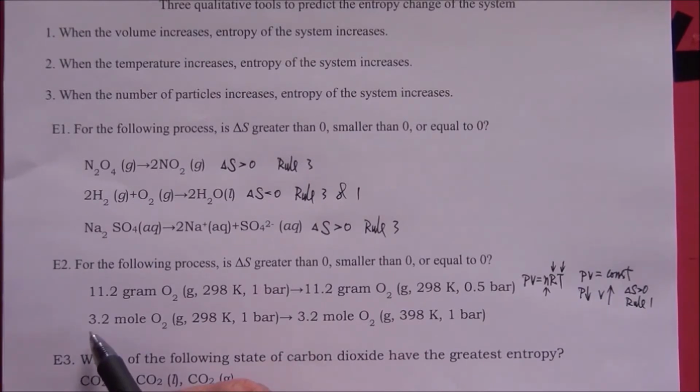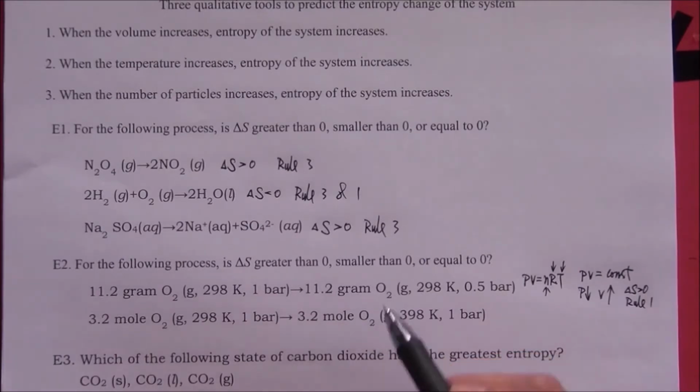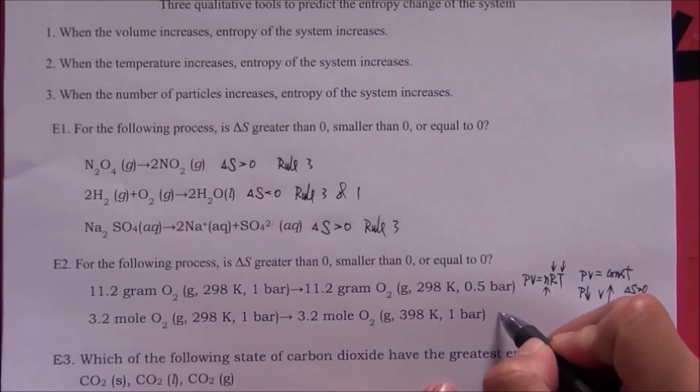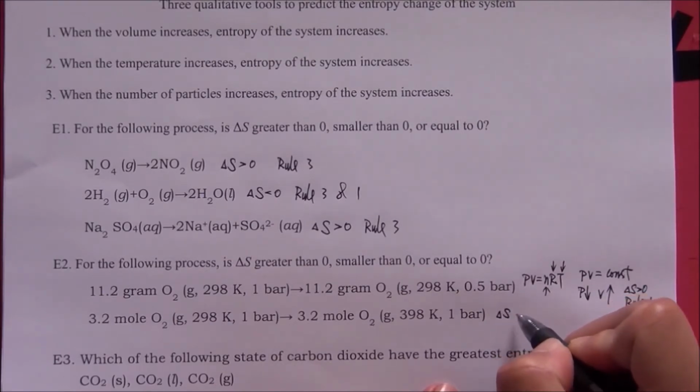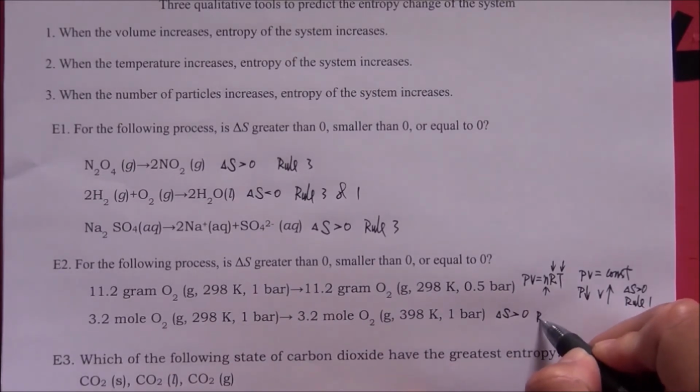Another example. 3.2 moles of oxygen gas at 298 Kelvin and 1 bar pressure. Change to 3.2 moles of oxygen gas. The total number of moles of oxygen gas does not change. And the temperature increases to 398 Kelvin, and the pressure remains the same. According to rule number 2, the entropy of the system increases. Therefore, delta S is larger than 0. This is from rule number 2.